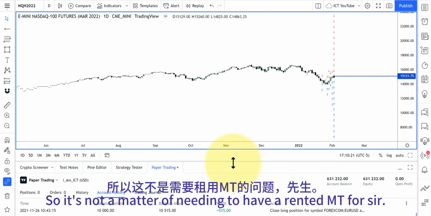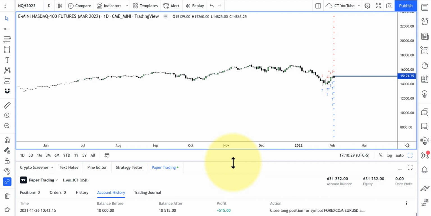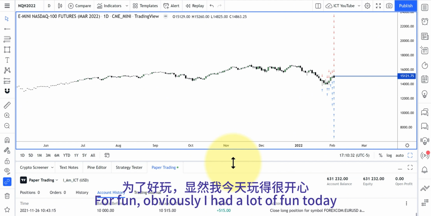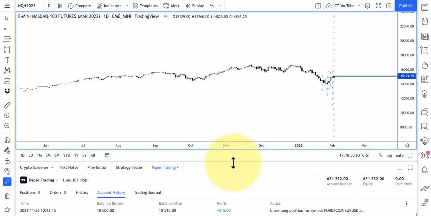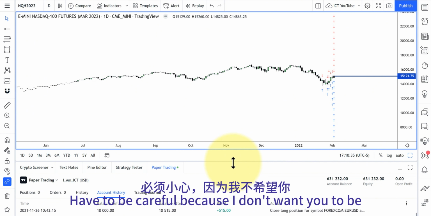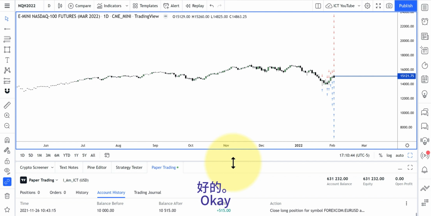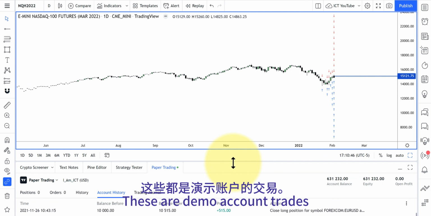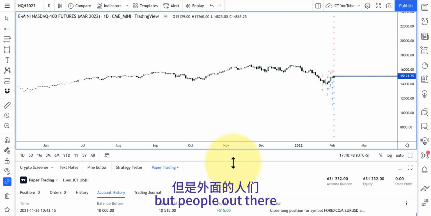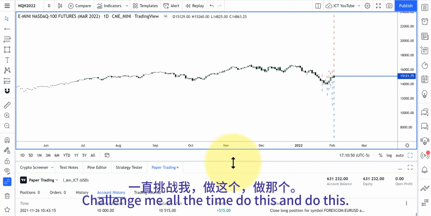So it's not a matter of needing to have a rented MT4 server. I do this for fun, obviously. I had a lot of fun today. But I have to be careful because I don't want you to be inspired by this to make you think you can go out and do this yourself. Don't try this, okay? These are demo account trades, but people out there challenge me all the time.